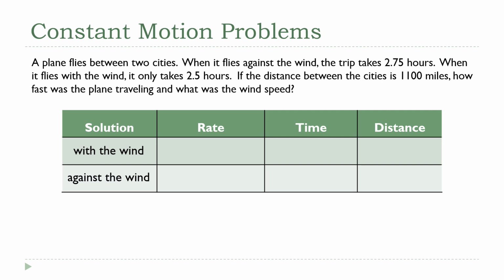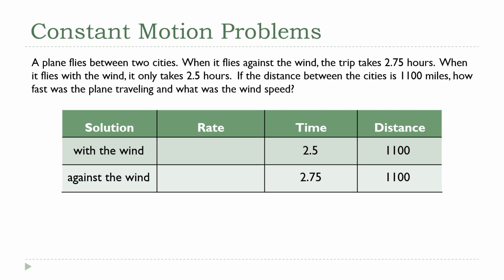and just read through it, and pick out the individual numbers and pieces and put them into our table here. So we have a plane that's flying between two cities. When it flies against the wind, it takes 2.75 hours. All right, so let's put that in the table. When it flies with the wind, it only takes 2.5. If the distance between the cities is 1,100 miles, so that's the same for both trips, I'm going to put 1,100 in both distance rows. How fast was the plane traveling, and what was the wind speed?